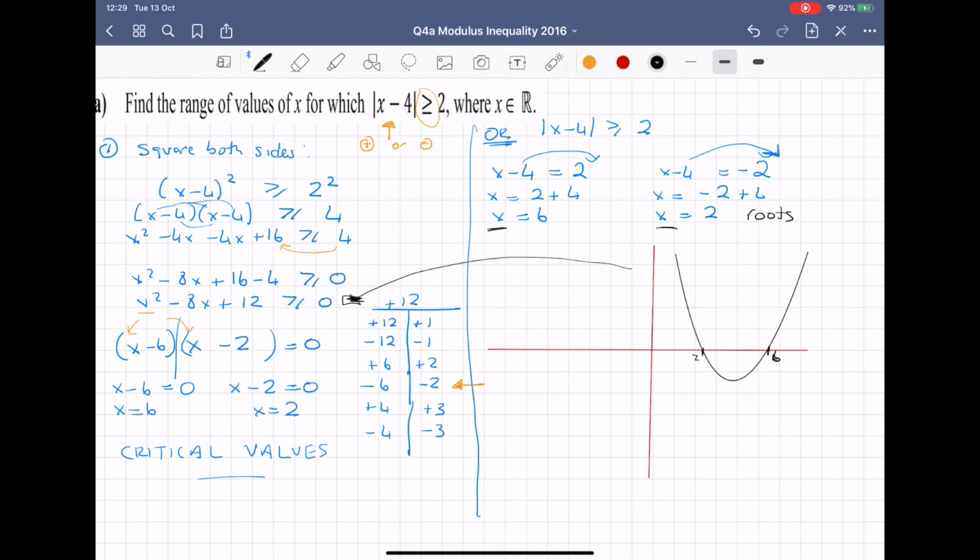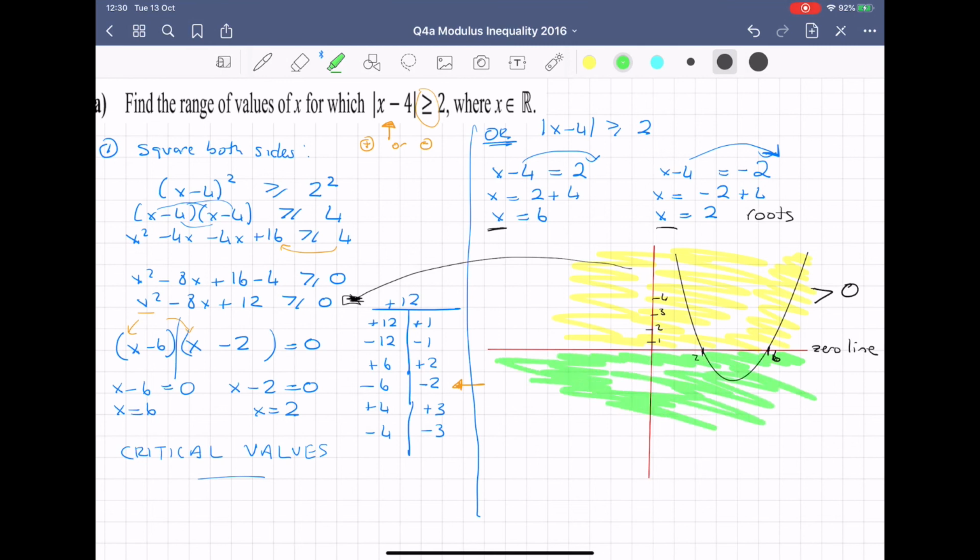Okay, I'm now wondering, where is this graph greater than or equal to 0? Okay, so anywhere above here is greater than 0. Okay, how do I know that? Well, all my y values are positive here, or they're numbers greater than 0. This is my 0 line. So anything above that 0 line is when we are greater than 0. In a similar way, anything below that line is when we are less than 0.